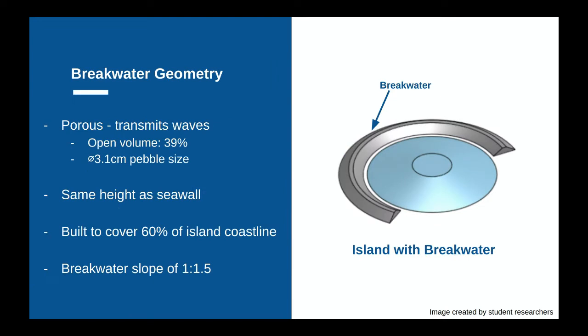The detached rubble mound breakwater mitigates the tsunami by reflecting a portion of the wave and transmitting the remaining portion at a lower intensity. Our breakwater had a porosity of 39%, and each pebble had a 3.1 centimeter diameter. The breakwater geometry was built to have the same height as the seawall, cover 60% of the island coastline, and have a slope of 1 to 1.5.